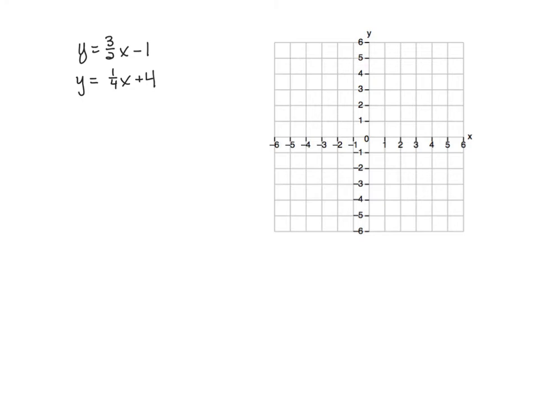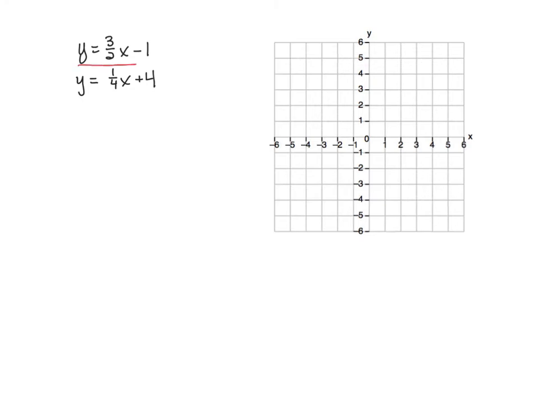Let's do y equals 3/2 x minus 1, and then let's do y equals 1/4 x plus 4. If we are going to solve by graphing, what we need to do is graph each line separately. I'm going to do that in two different colors.